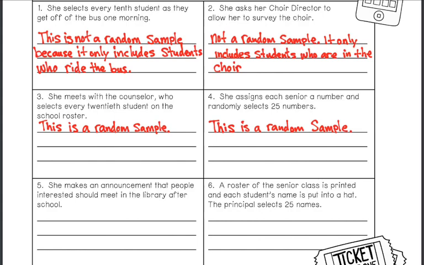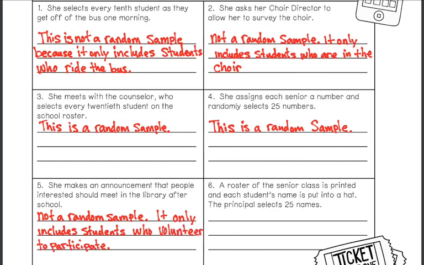Number 5, she makes an announcement that people interested should meet in the library after school. At first glance, that sounds like a really good option, and it seems like a random sample because you don't know who's going to show up. But with that being said, it's not a random sample, because only the people that are going to volunteer are going to show up. There are some individuals who might have great ideas, but they're not going to volunteer. If they're assigned or told to do it, they'll do it, but they won't volunteer that information. So that's why this one's not a random sample, because only people that want to volunteer will participate.